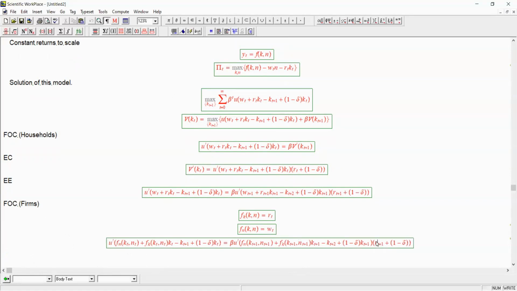Is that done? Almost. There. And so this is the Euler condition that's going to describe the evolution of this economy along with transversality. Now let's keep that there for a moment.